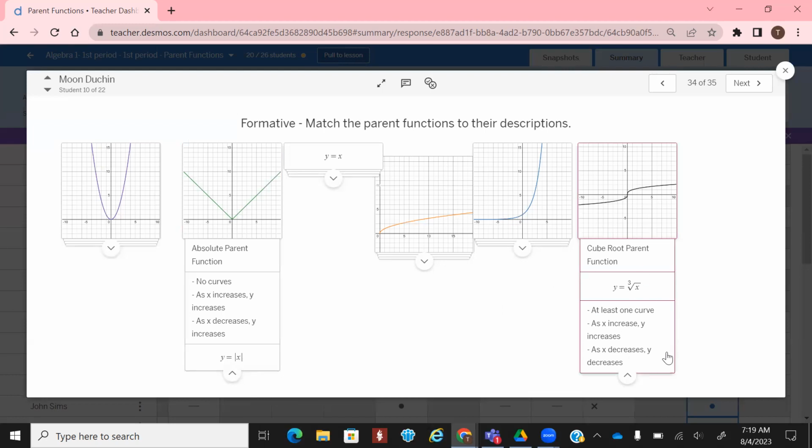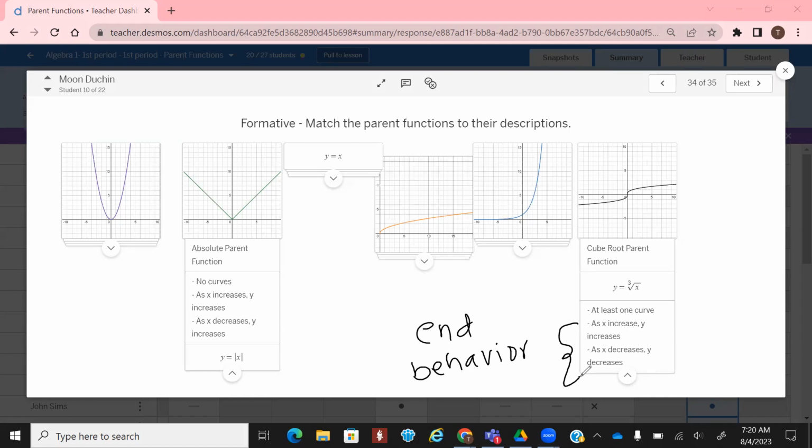Okay, just checking over this one. It says as x increases, y increases. That's true. As x decreases, y decreases. That's true. Okay. The characteristic that we're really talking about with those descriptions is called end behavior. This right here describes the ends of the line.